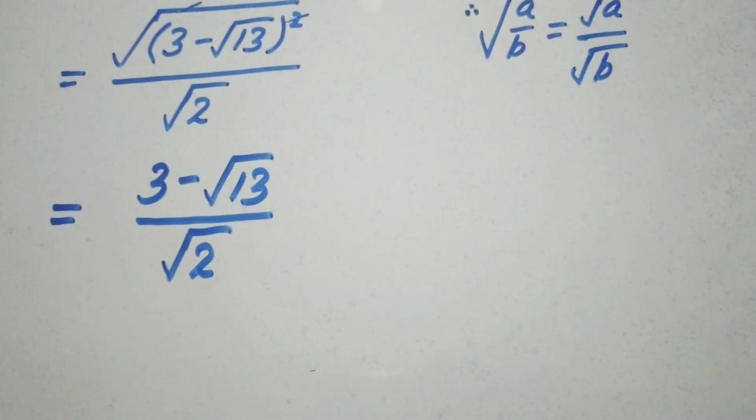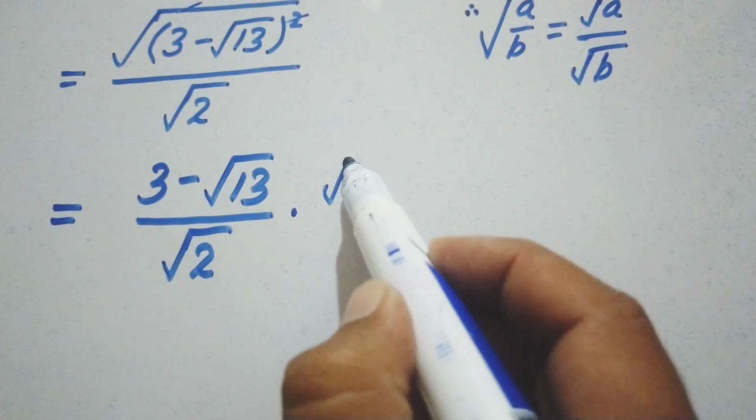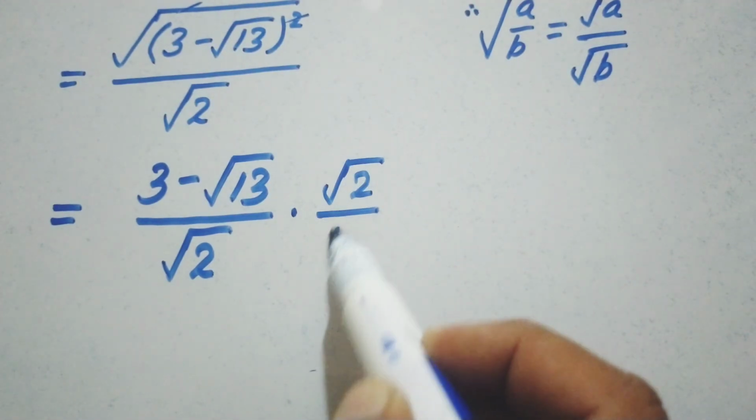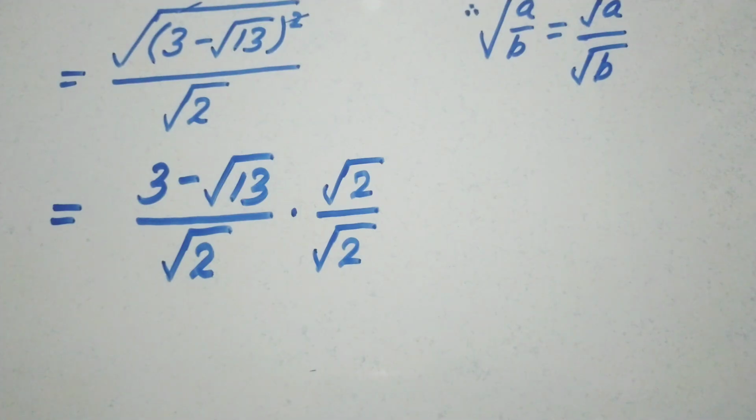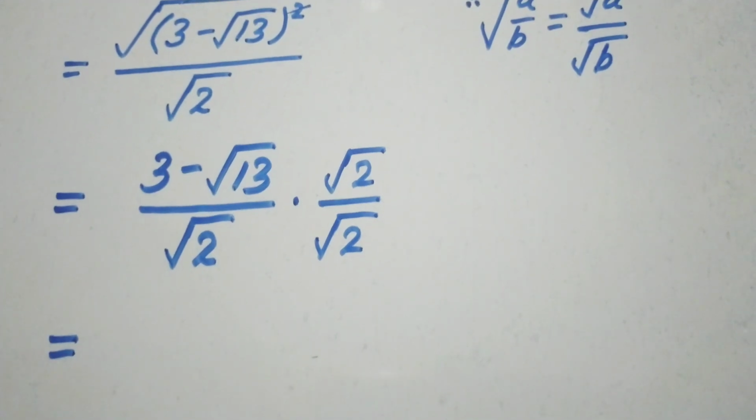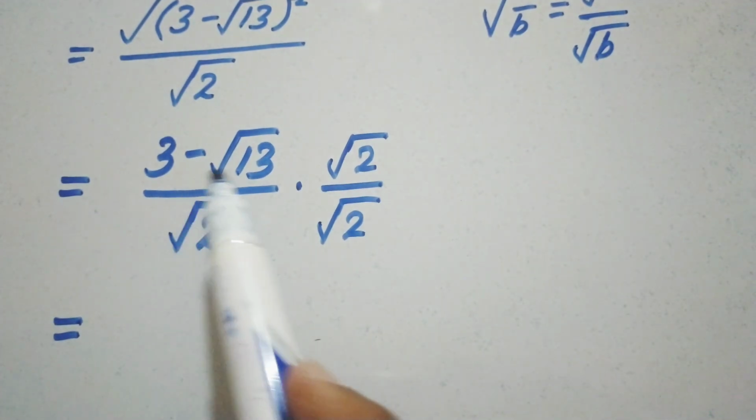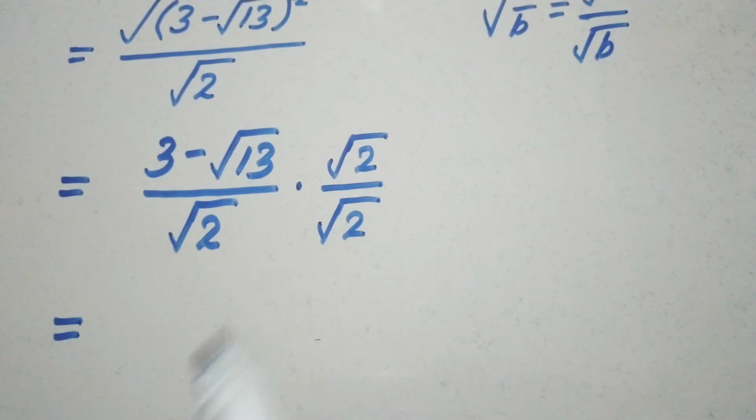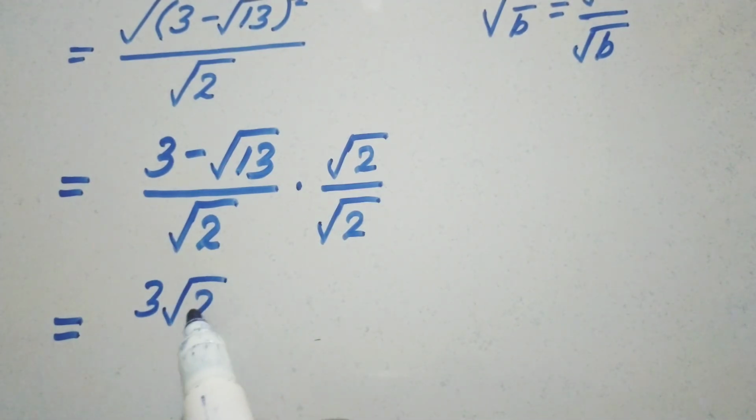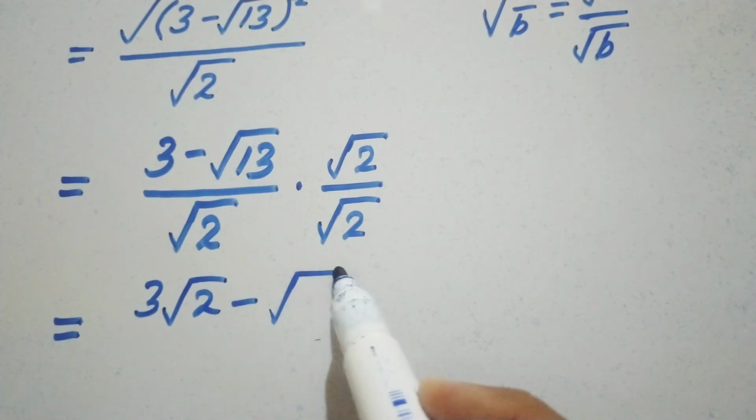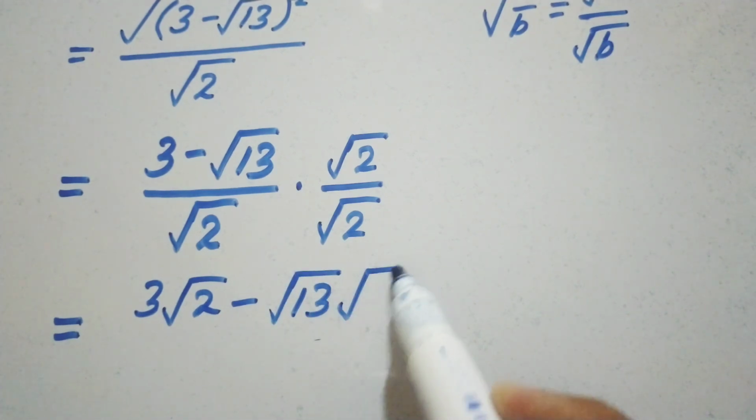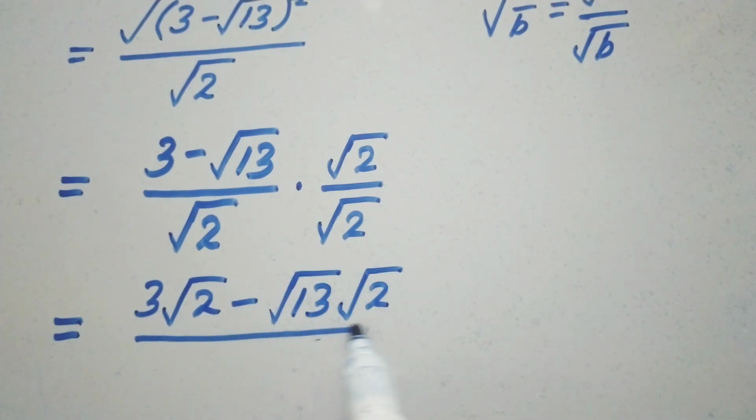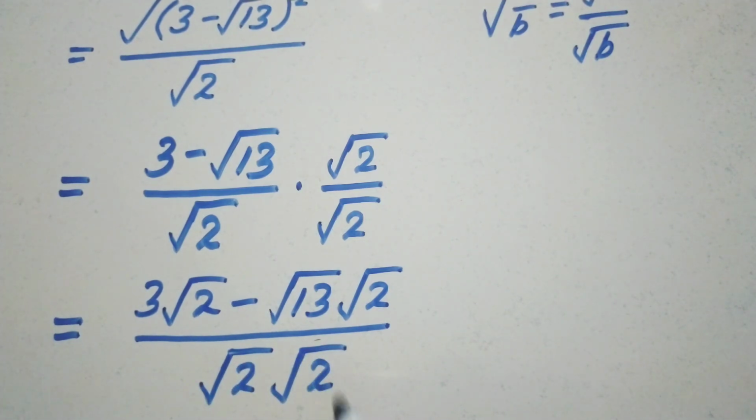Now to rationalize this, multiplying and dividing with square root 2, so this will become, numerator will multiply with numerator and denominator will multiply with denominator, so this will become 3 into square root 2 minus square root 13 into square root 2, divided by square root 2 into square root 2.